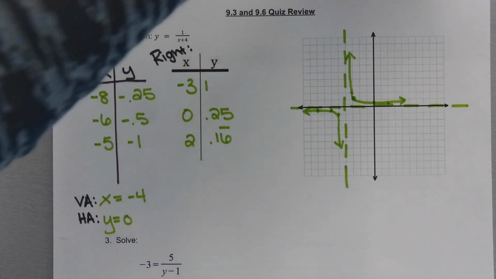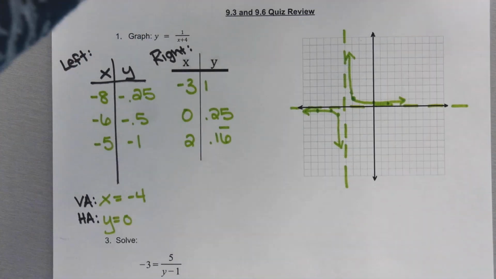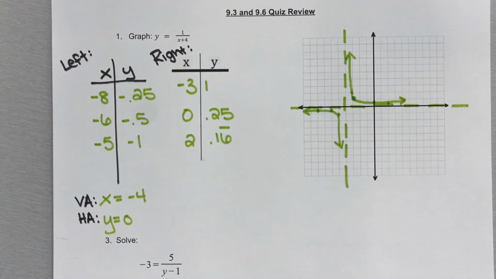Here is my graph. I'm going to make this just a little brighter. On the quiz, I will have it set up the same way where there's a spot for the left arm and the right arm of the graph, and also a spot for the vertical and horizontal asymptote.